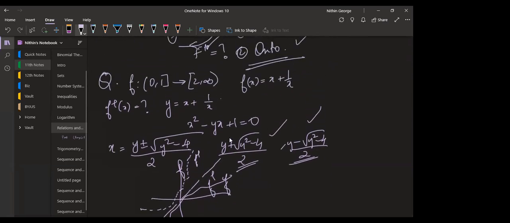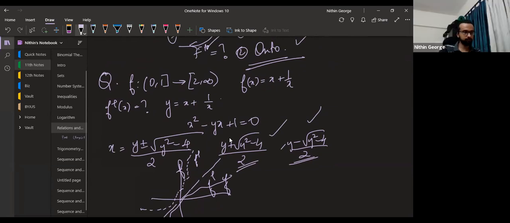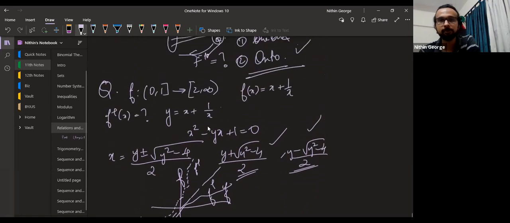y minus. Why do you get this one? You get x in terms of y like this.